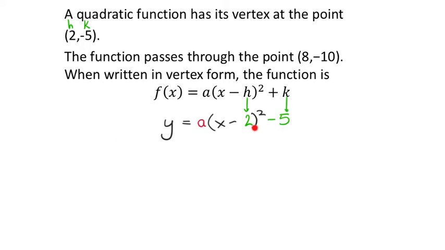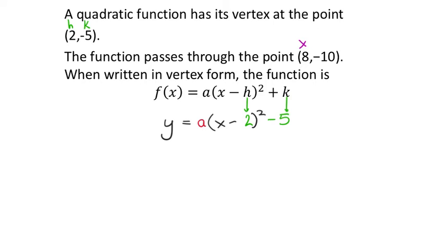Now this is not what we want. It's a good start, but you can't say, well, this is your equation. You just don't have an a. No, we got to figure out what that a is because we want this written in vertex form for the function. And this is where that other ordered pair comes in for us.